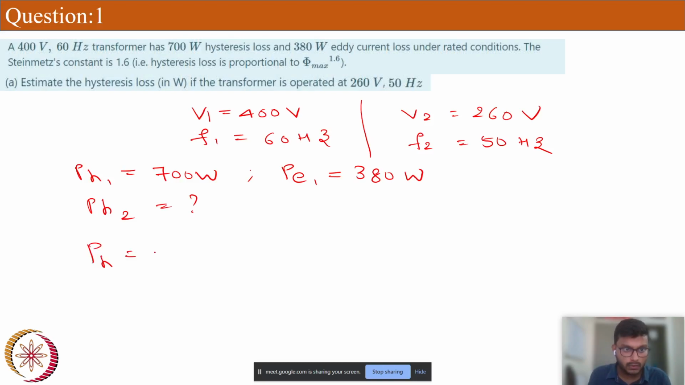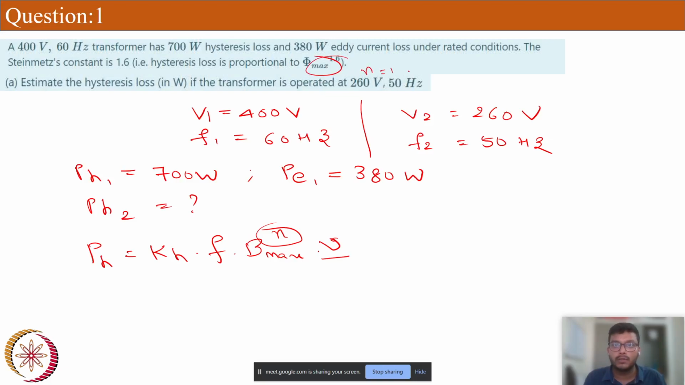PH is equal to KH times frequency times B max to the power N times the volume V. Here KH is the hysteresis constant, F is the frequency of the input supply, B max is the maximum flux density, N is the constant, and V is the volume of the core. Now here N is given as 1.6.